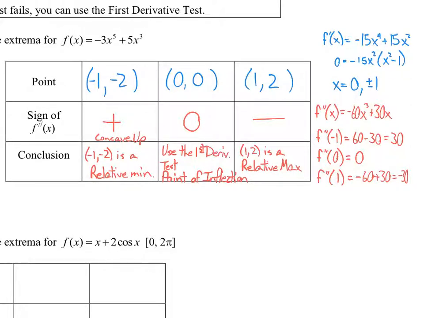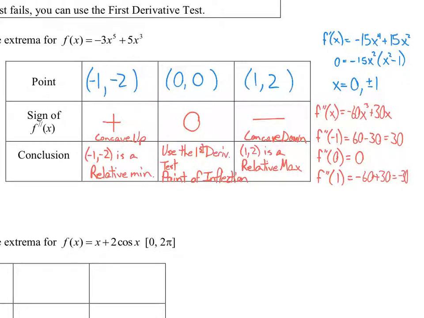Find your critical numbers, which you've already done, and then plug those into the second derivative, and that tells you whether or not it's a relative min or a relative max. Got it?